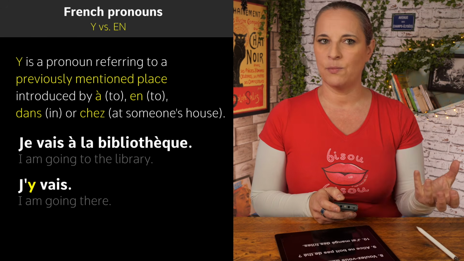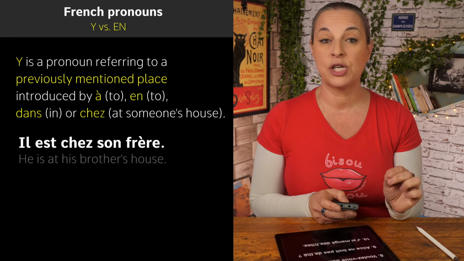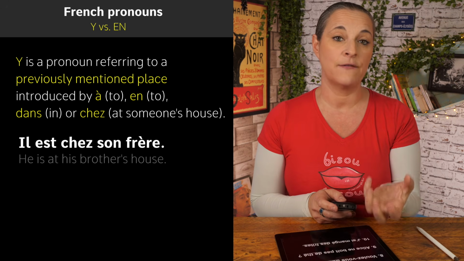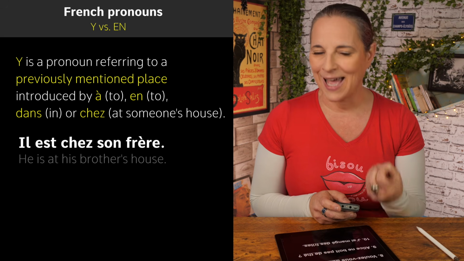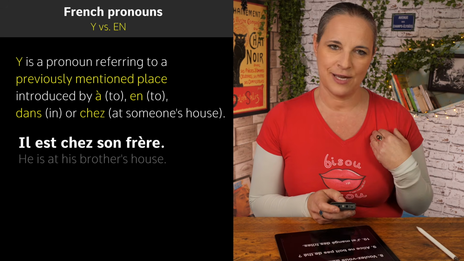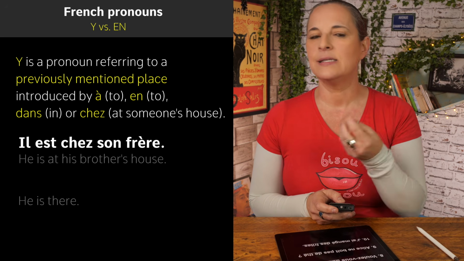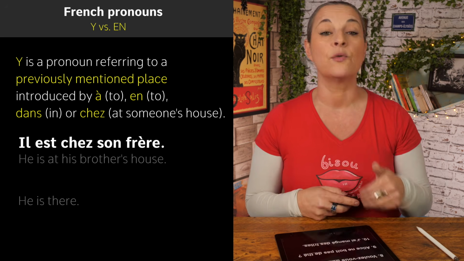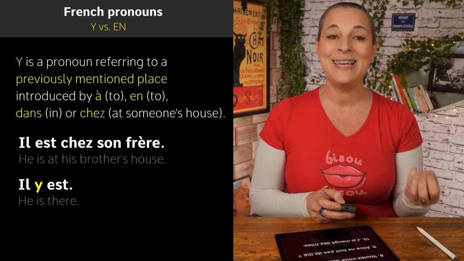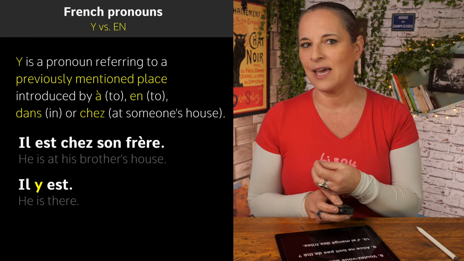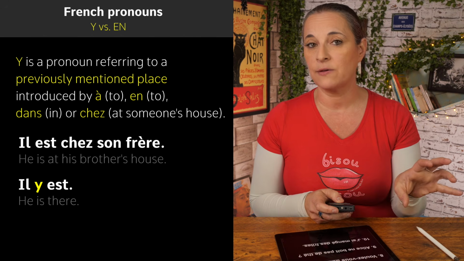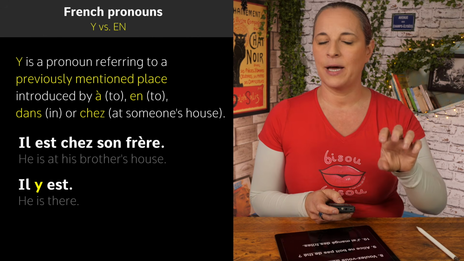So, let's have a look at this example. Il est chez son frère. He is at his brother's house. Now, when you have chez, that means at someone's house, okay? For example, viens chez moi, come to my house, okay? Now, we want to say he is there. We don't want to repeat chez son frère. So again, we take y, we put it before the verb. So, il y est, il y est. Can you see what we've done here? Il y est, he is there. We've got rid of chez son frère and we replaced it by y.